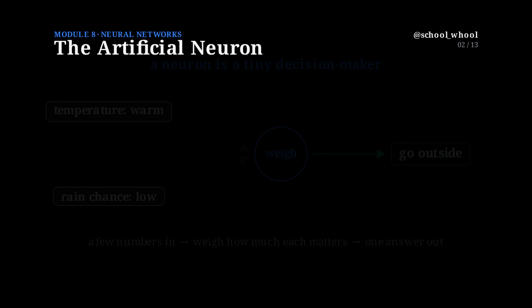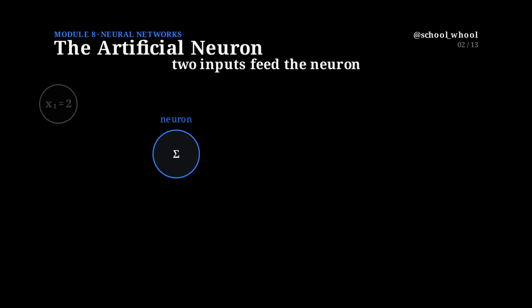Here's our neuron, sitting in the middle. Two inputs feed into it from the left. The first input, x1, is 2.0. The second, x2, is 1.0. Think of them as two measurements describing a single example.